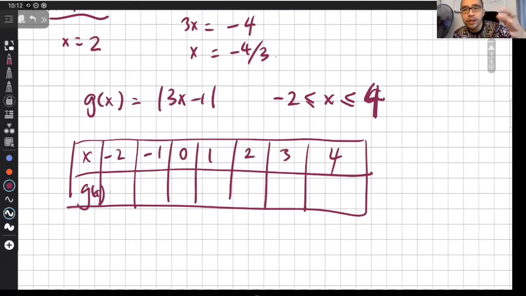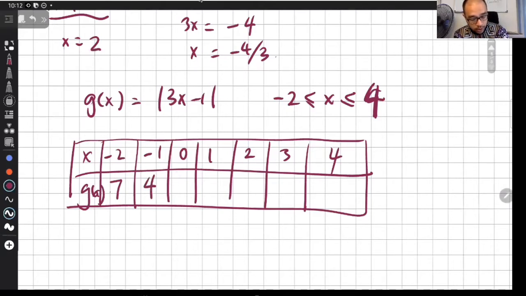So different people count different things and then just shout out. Okay, x equals to what? g(x) equals to what? x is equal to negative 2, g(x) is 7. Positive, okay. Yeah, correct. Okay, next. Skip short answers. Yes, 4. The next one, 7, 4.